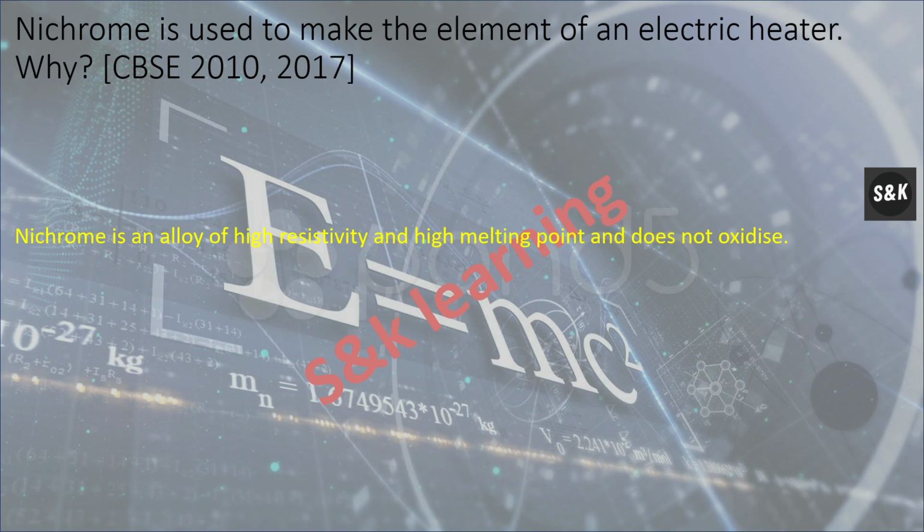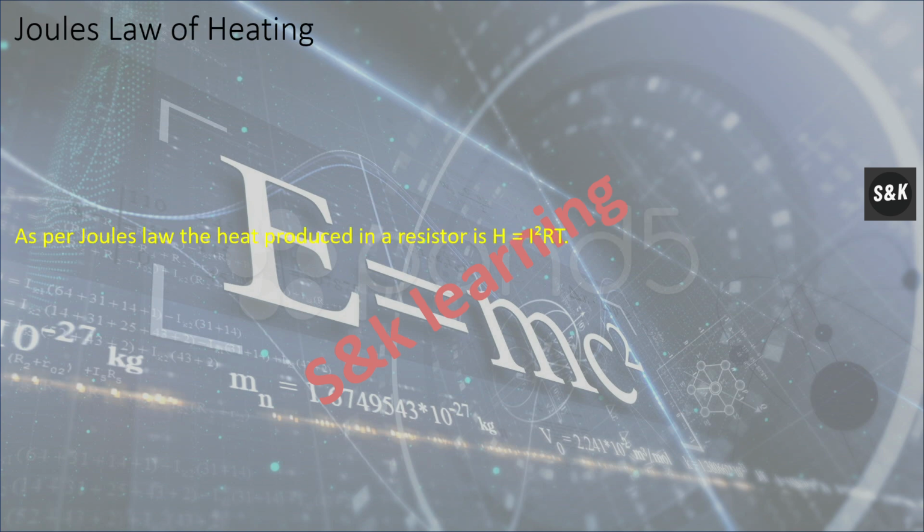Nichrome is used to make the element of an electric heater. Why? Because nichrome is an alloy of high resistivity and high melting point and does not oxidise. Joule's law of heating: as per Joule's law of heating, the heat produced in a resistor is H equals I squared R t.